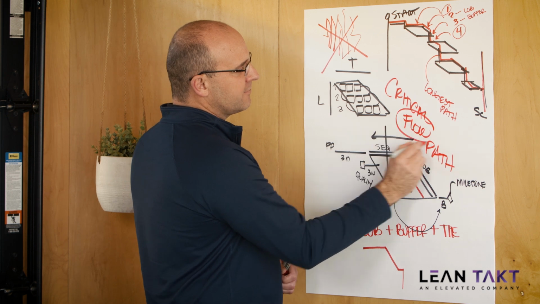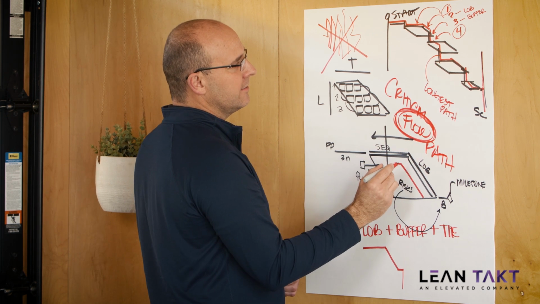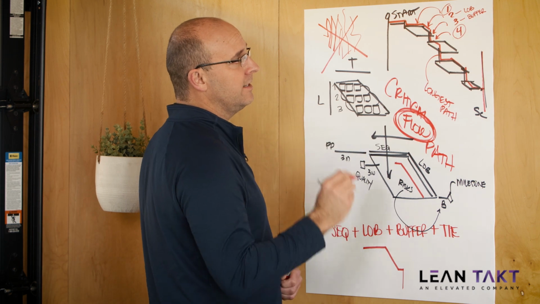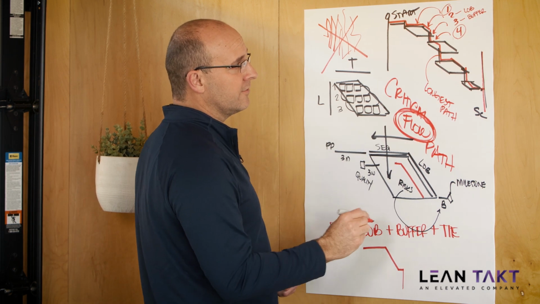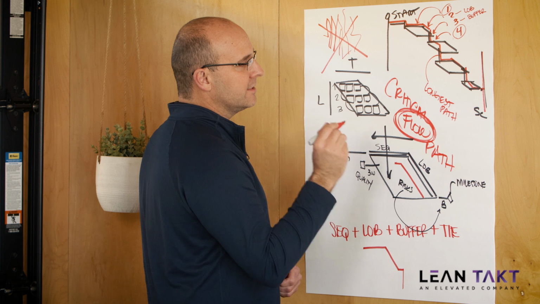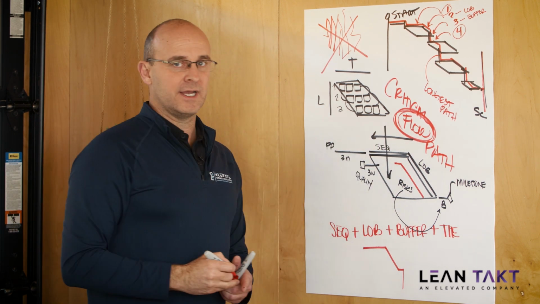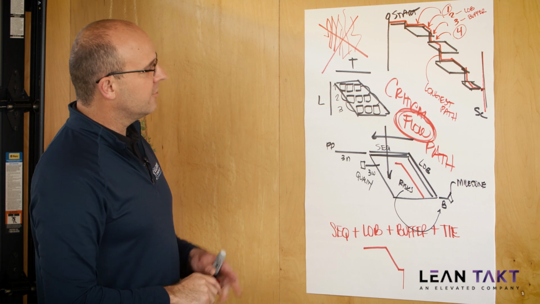So this flow piece is the key. This flow piece is the key. Your line of balance shows the speed of how fast your trades are going in a flow. Your buffers allow you to stay in flow. Okay, so we do not have critical paths in construction, we have critical flow paths.